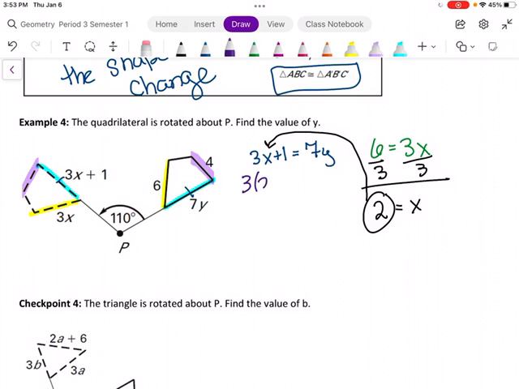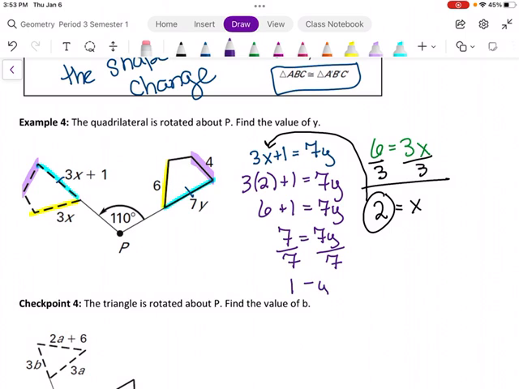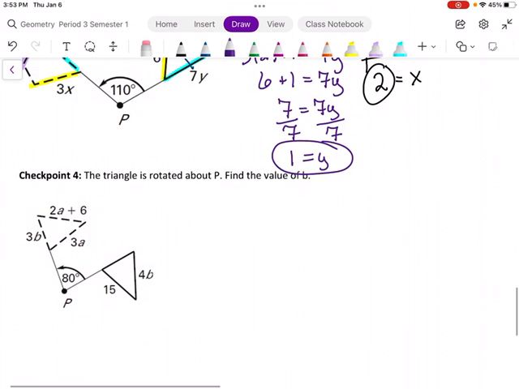So you should have plugged in 2 for x to set that equal to 7y. And when you're solving, you would have got 6 plus 1 equals 7y. 7 equals 7y. And then when we divide both sides by 7, we would get y equals 1. And that is what we were asked to solve for. So using that information, go ahead and attempt checkpoint 4 on your own. And once you're done, click play to see if you got the correct answer.